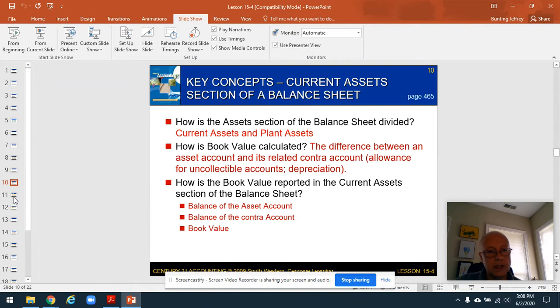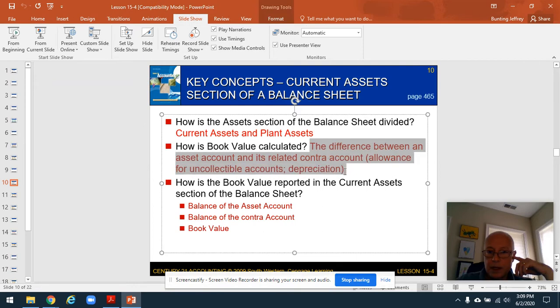So let's go down here. The assets are divided into two sections. Obviously, key concept: current asset and plant asset. Short-term and long-term asset. Current asset being less than a year, plant asset being a year or more. Book value. Okay, remember that term? Difference between the asset account and the contra account.